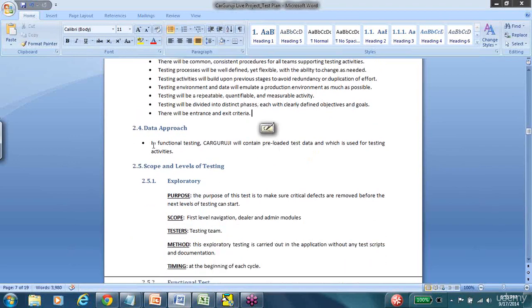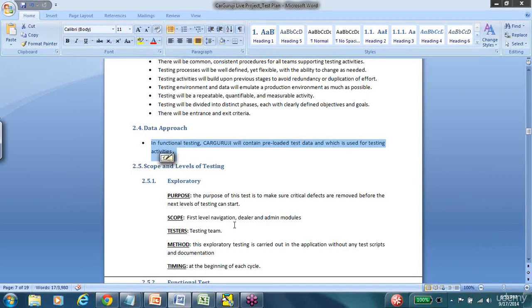Then the data approach. Again, it says that the site will come with preloaded data and it is going to be used for testing activities. Now, why are we writing these things so many times? If I'm not wrong, this is like the third time we're talking about preloaded test data.